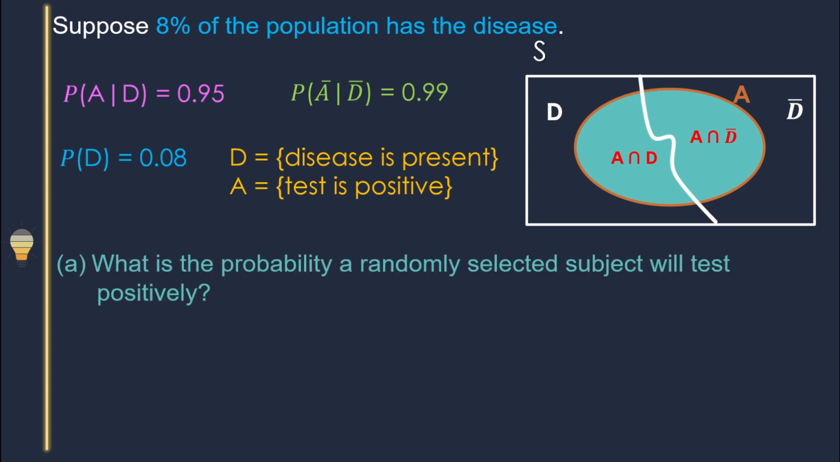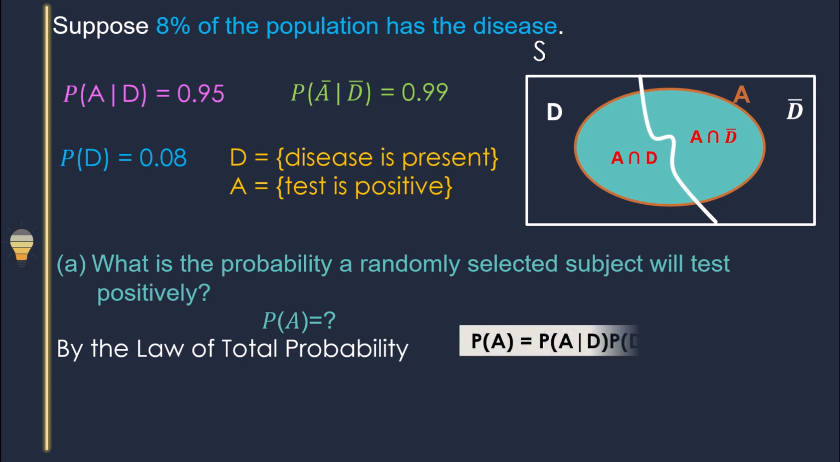However, let me go to part A. What is the probability a randomly selected subject will test positive? That means event A, test is positive. So they ask for probability of A. How do we find the probability of A? By the law of total probability, we can write probability of A equals probability of A given D times probability of D plus probability of A given D complement times probability of D complement.